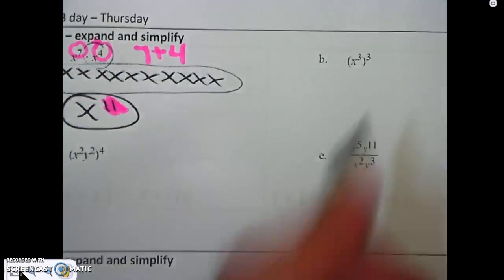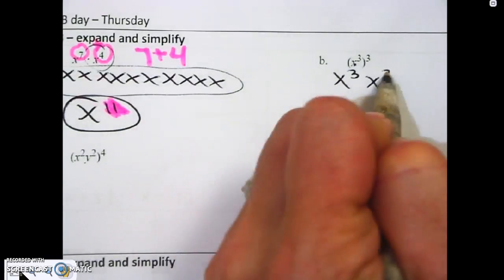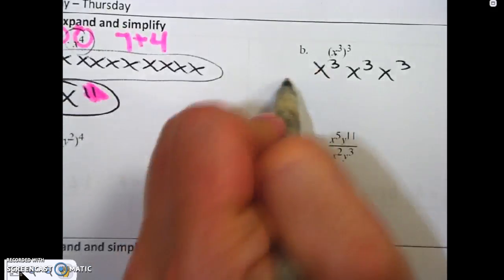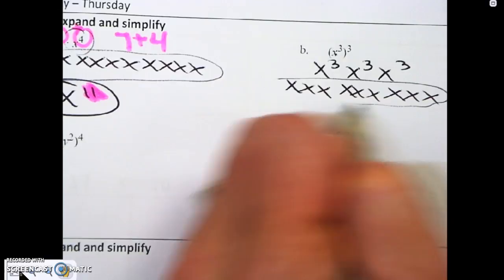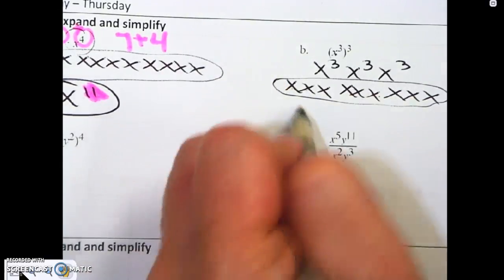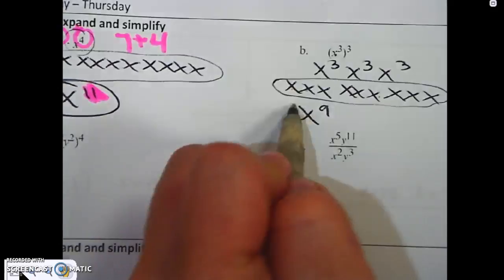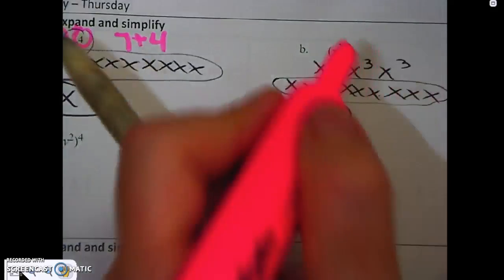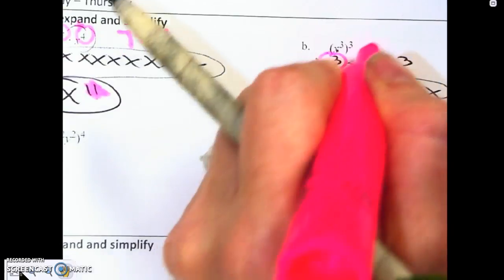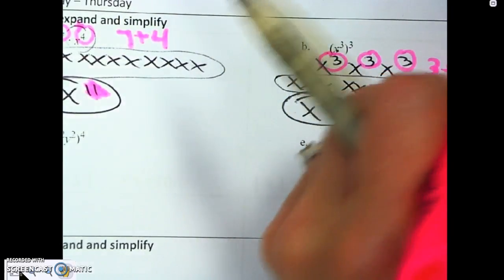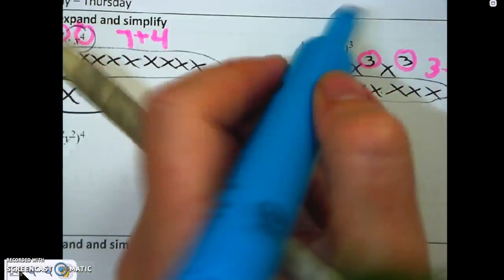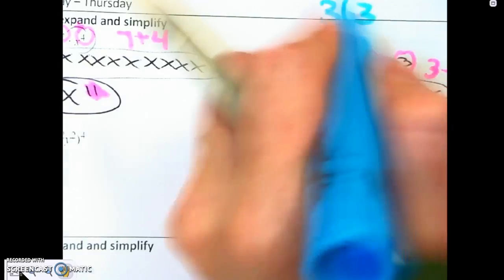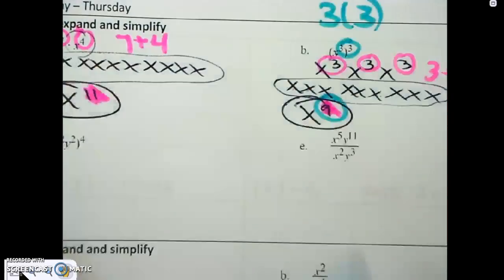The next one is x cubed, x cubed, x cubed, which is x, x, x, x, x, x, and x, x, x. You count all of those: 9. You have 9 of them, and there is your answer. So I could have done 3 plus 3 plus 3, and that gives me 9. Or I could have gone 3 times 3, and that also gives you 9.